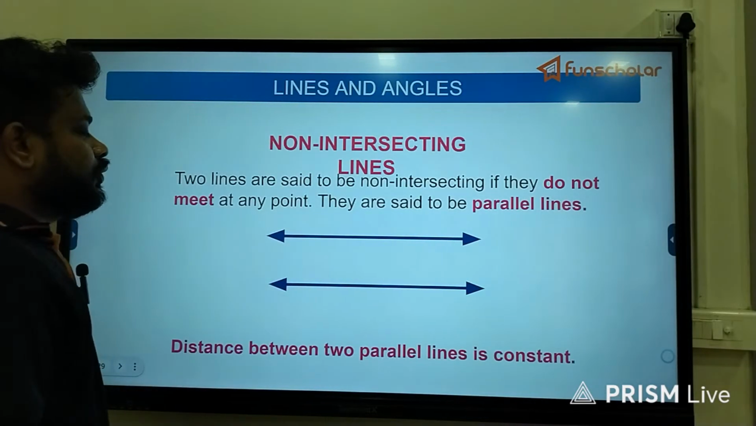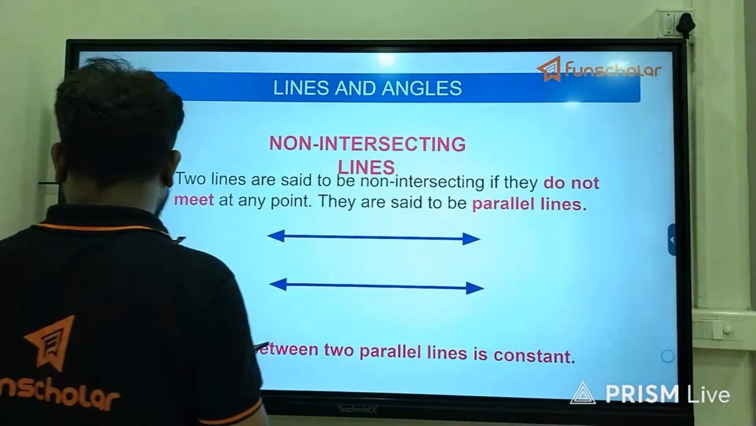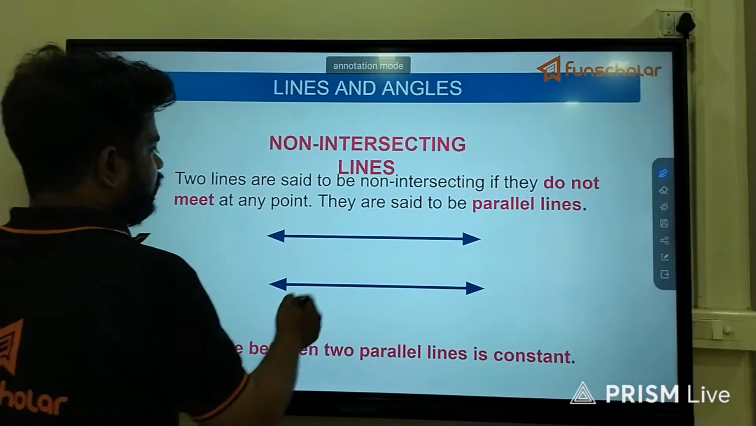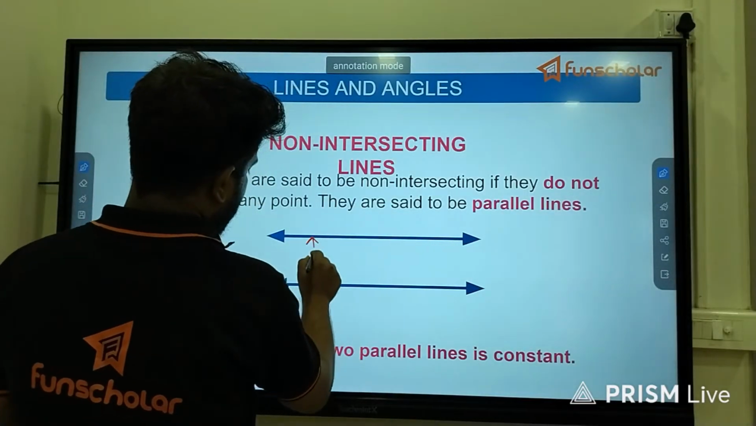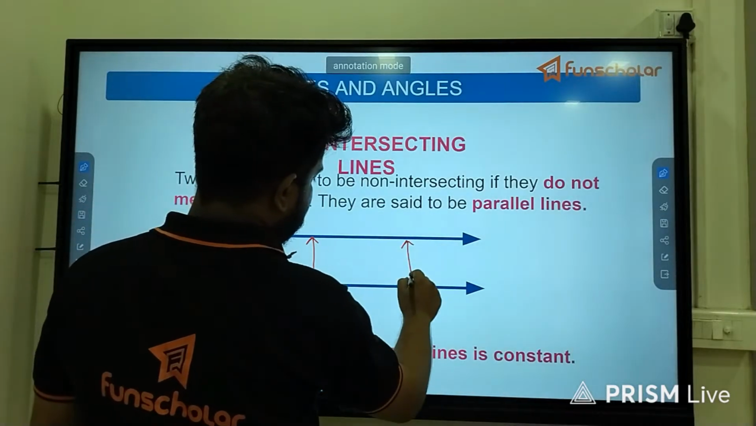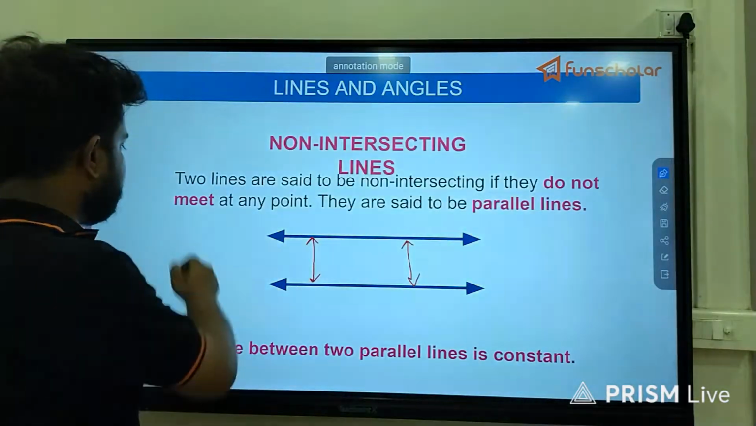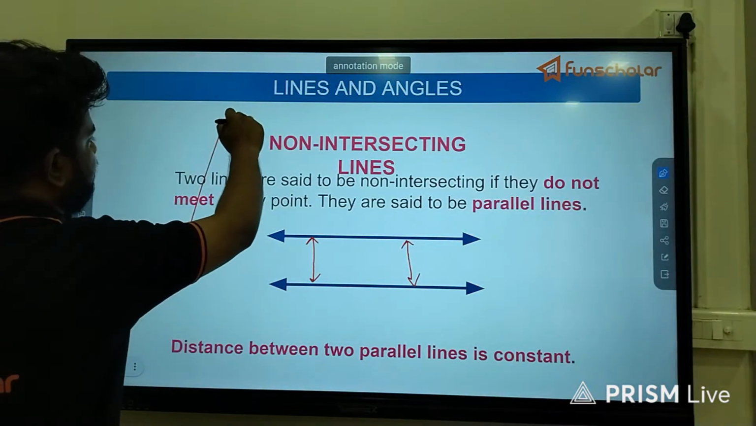Okay, the distance between two parallel lines is constant. Obviously, it has a fixed value. Like from this point to this point, the distance will be the same as the distance from this point to this point. Obviously, it won't look like this.